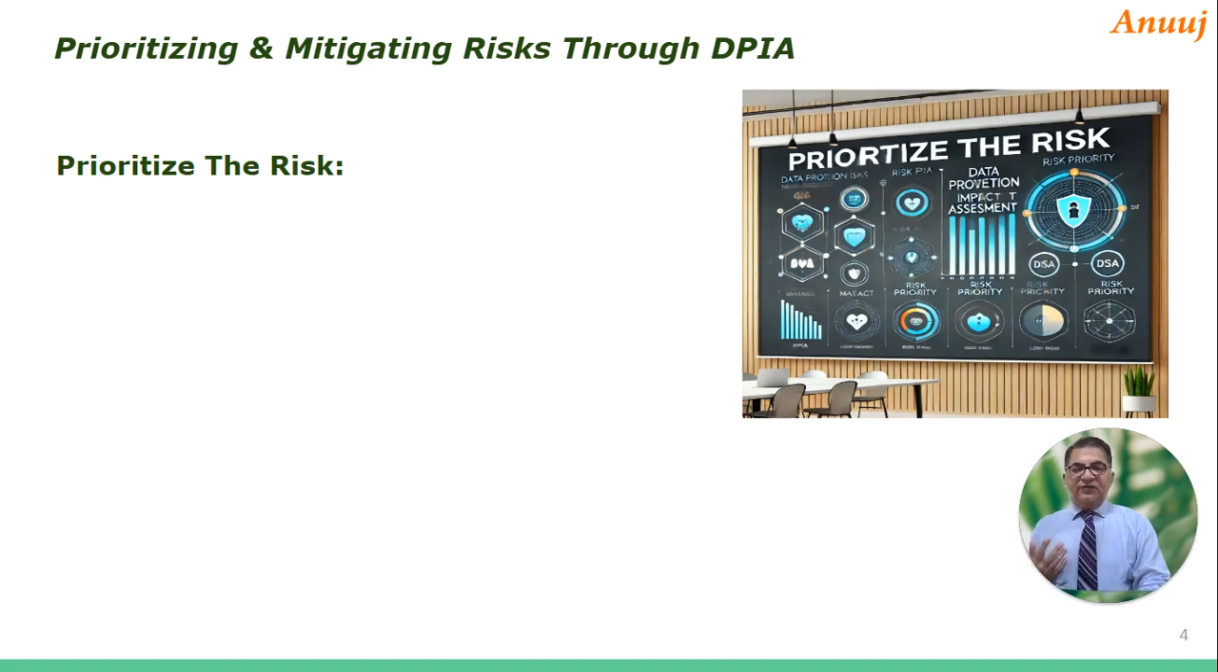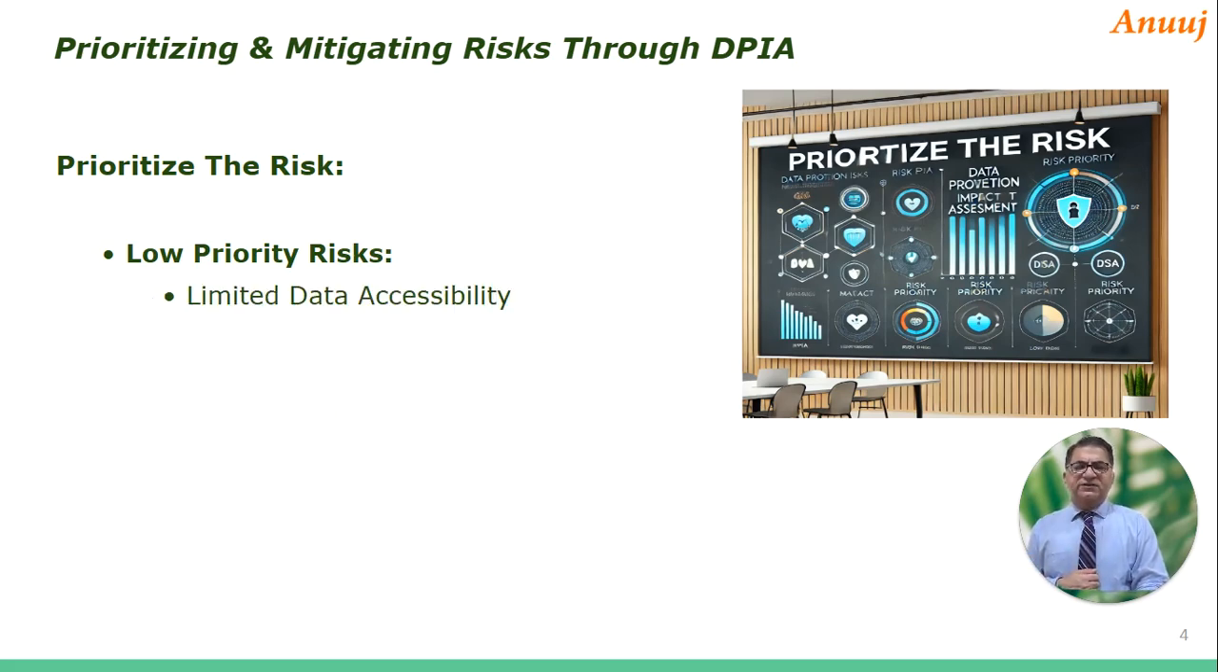The risks I have classified into low priority and high priority risks. So what could be a low priority risk? Limited data accessibility. Not everyone has access to the data, which could be logical also, but even if it is a mistake where someone needed access and it's not there, you can now enable the access. It becomes logical now, right? So it's a small administrative issue. It is not a real risk to the personal data.